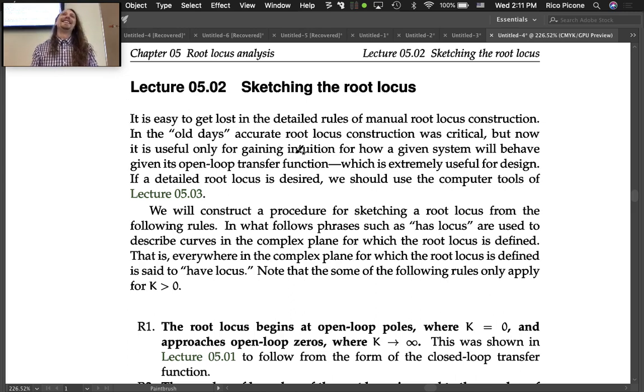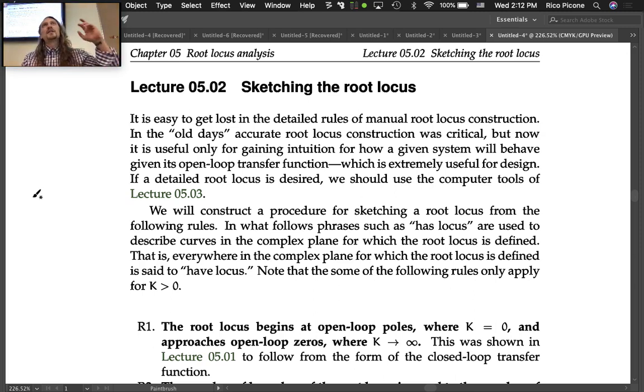It is easy to get lost in the detailed rules of manual root locus construction. The Nise textbook goes into great detail on this. In the old days, accurate root locus construction was critical. But now, it is useful only for gaining intuition for how a given system will behave given its open loop transfer function, which is extremely useful for design. Same with the Bode plots. Having a super accurate sketch isn't necessary. It's a qualitatively correct sketch that is important.